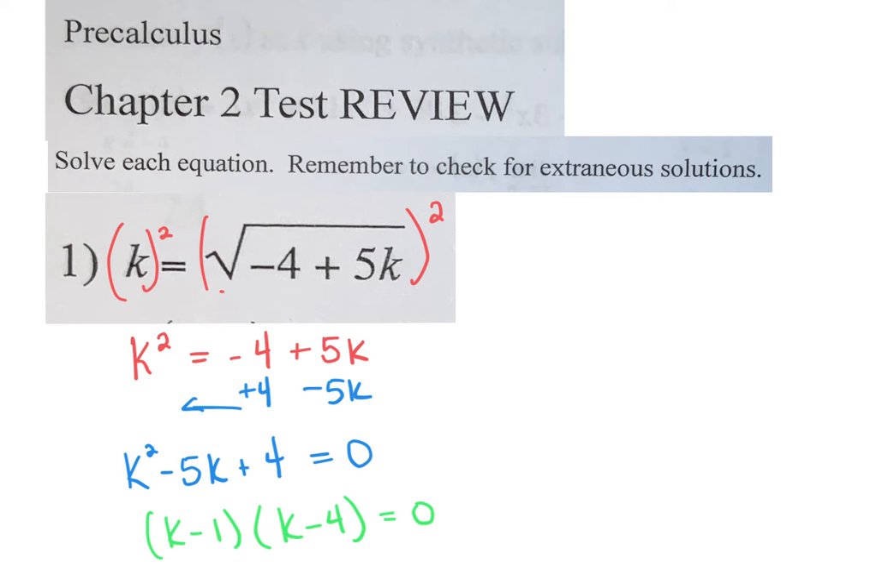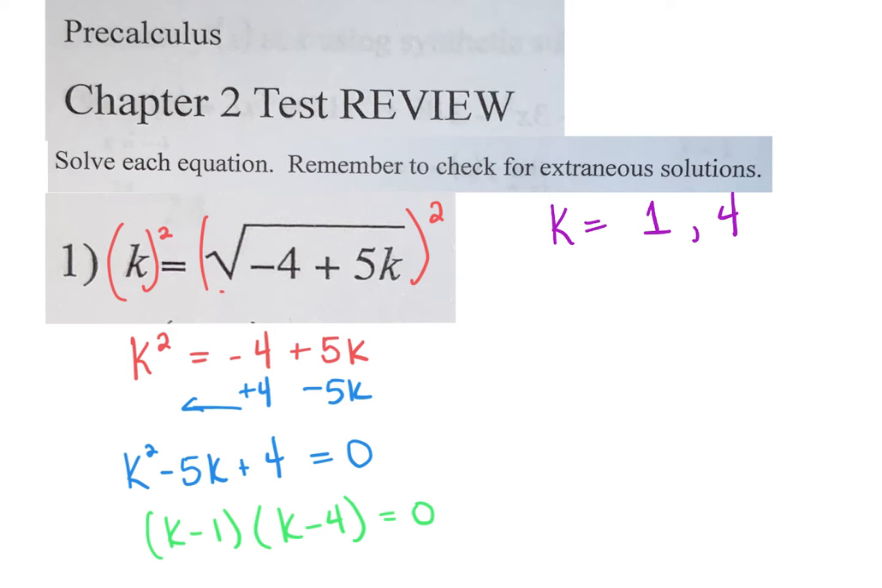Why do I know it's minus minus? Because it's negative 5. I need to multiply to get a positive 4, so they have to be the same sign. And I have to add to get a negative 5, so they both have to be negative. So that means my possible answers here are what makes that 0. So k is going to either equal positive 1 or positive 4.